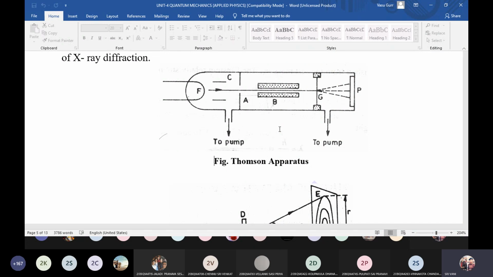And after that, to make the beam a parallel beam, we have taken an aperture B to make the electron move only in a parallel beam without deviating the path, and incident on the gold foil Z. Next, when incident on the gold foil, they will get scattered into 3 directions.